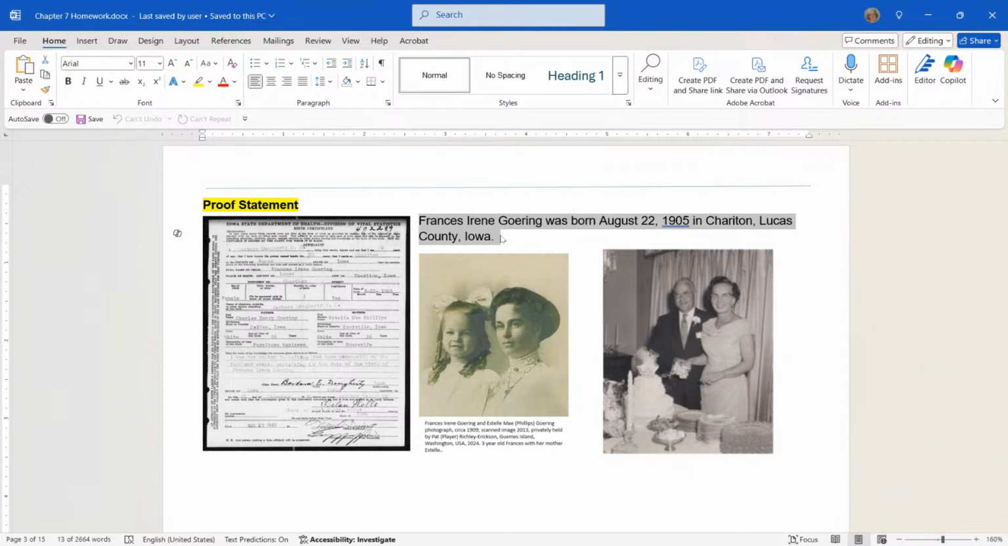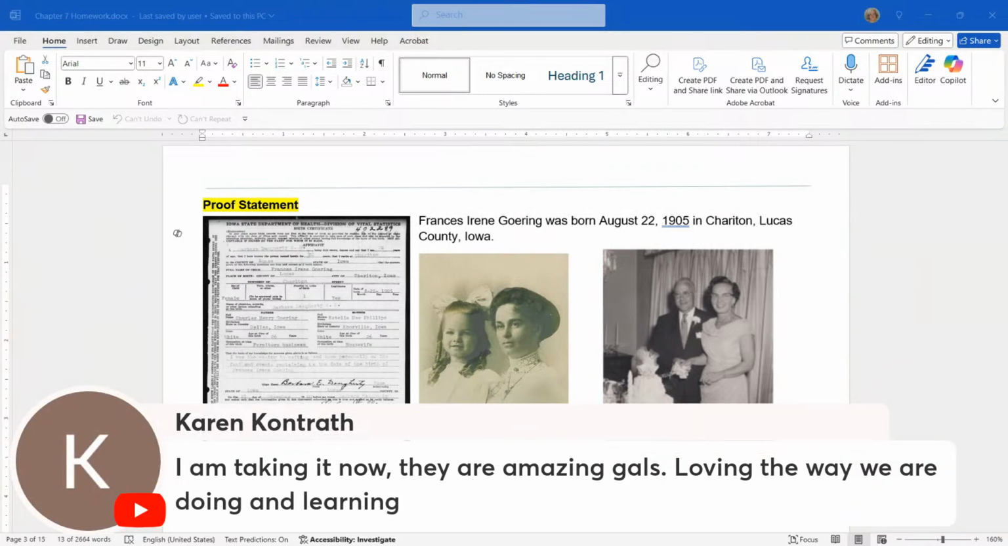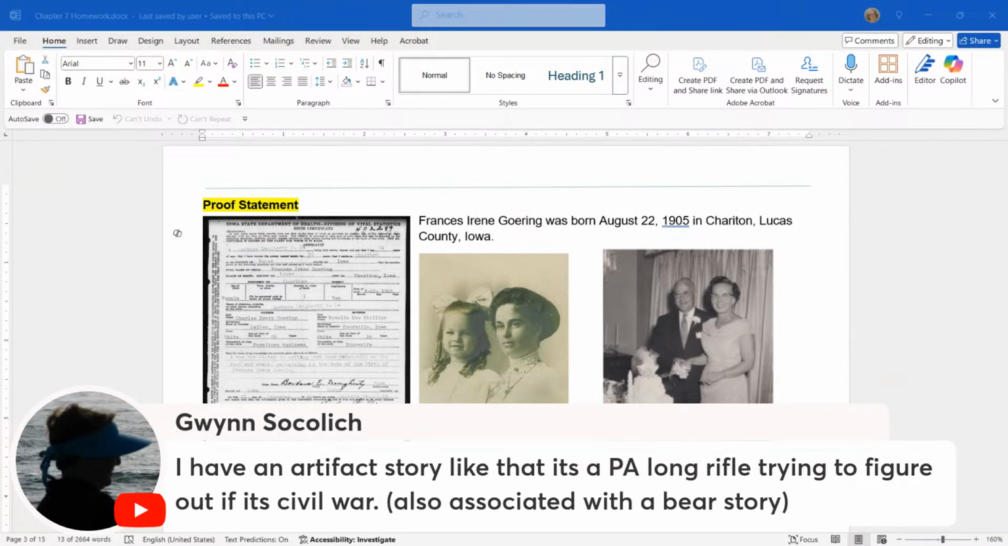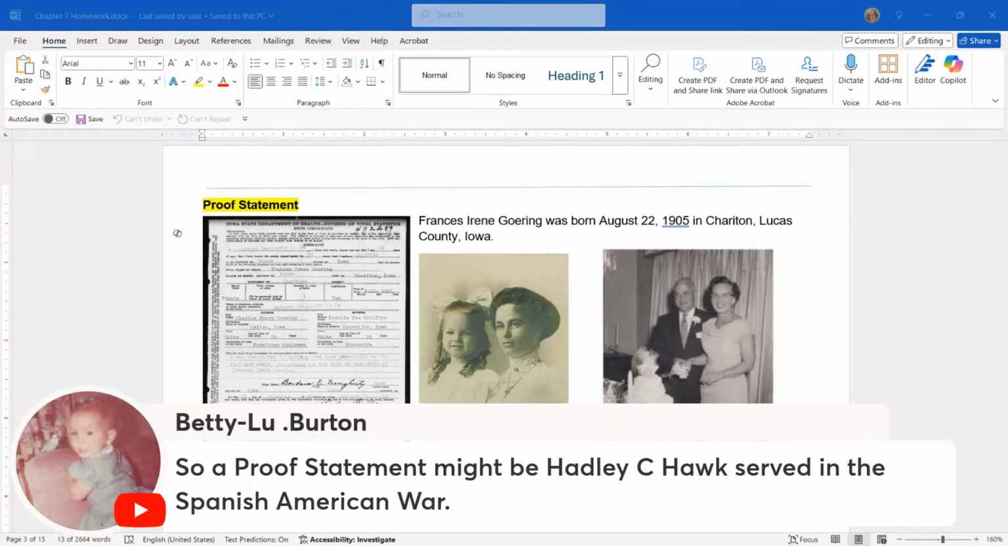All right. Let's see what the community's saying, and then I'd like to hear from the panelists. Yep, loving the way we are learning and doing. Okay. Bear story. Proof statement might be that Hadley C. Hawk served in the Spanish-American War. And then you would add an endnote or a footnote with the citation, that simple document that told you directly.